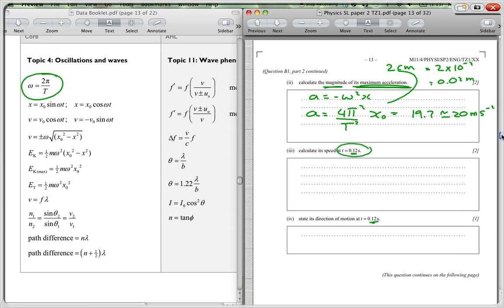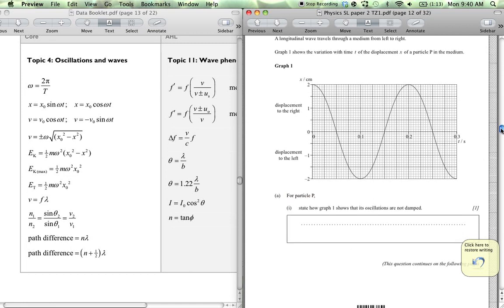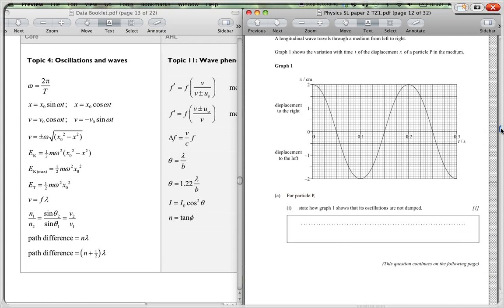Calculate its speed at 0.12. Now, perhaps I should go back to the graph here and look exactly where that is. So we're looking at 0.12. You've got to be careful with these scales, because here we're going from 0.1 to 0.2, so 0.01 is actually going to be 2 blocks. So that will be 0.01, 0.02 is like that. We drop it down to over here, and we take it across, we're at about minus 1.65 in that region, and that would be centimeters. So we're going to need that value in working out its velocity.